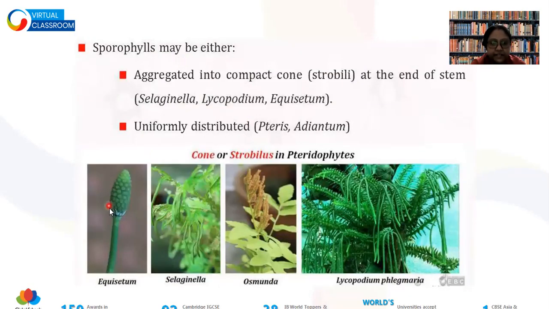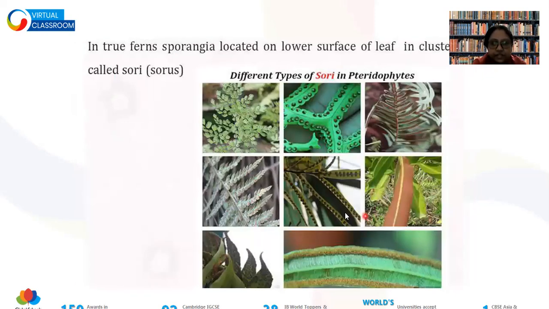Sporophyll may be either in the form of a strobili or cone. Here you can see all these are examples of different types of strobili. These long structures are nothing but strobili, or they may be uniformly distributed. Like here it is uniformly distributed on the backside of the leaf, and you can see such a wide design of sori is possible, isn't it? They are lined here. See, they are uniformly distributed.